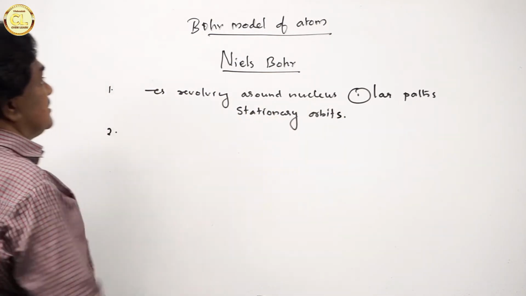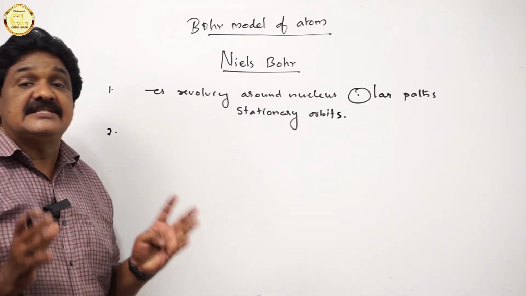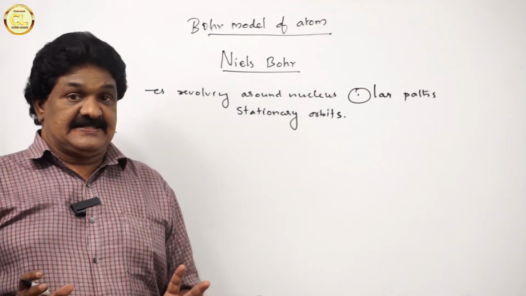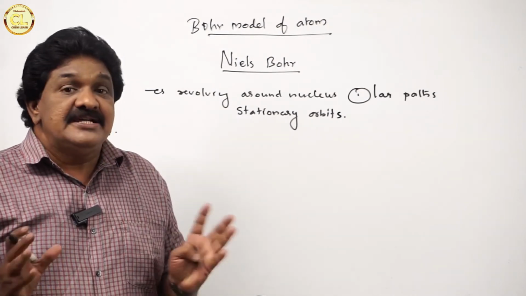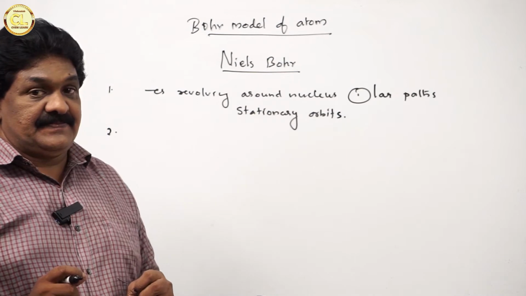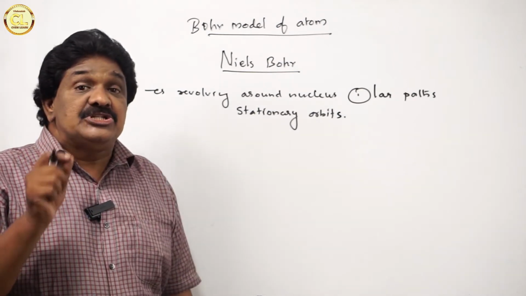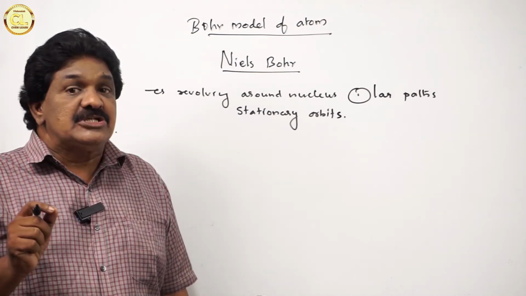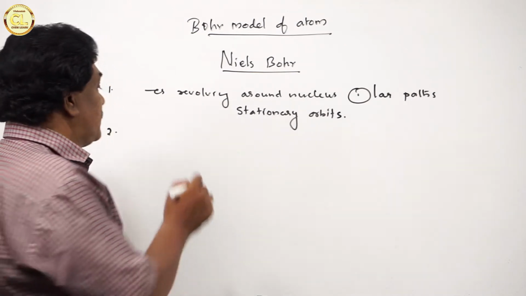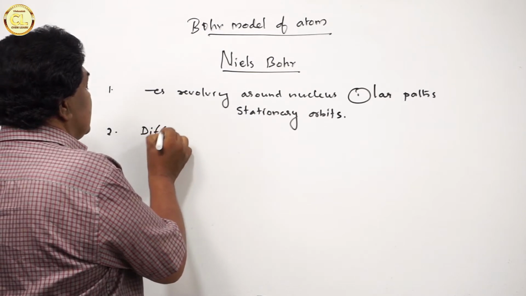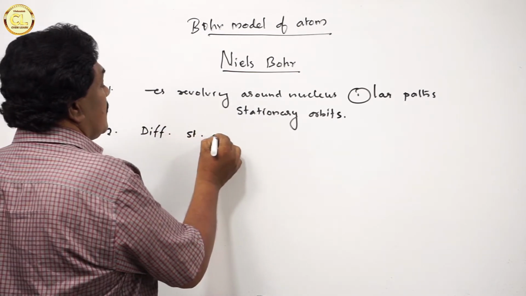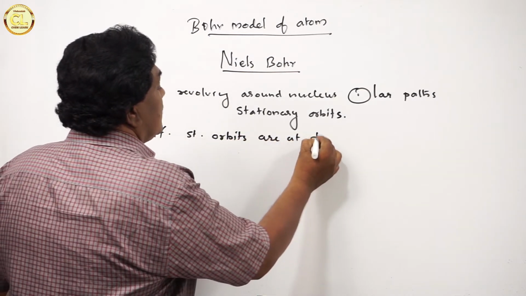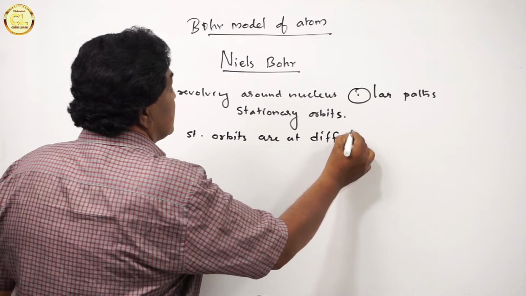The second postulate is this. Different stationary orbits are at different distances from the nucleus and they have different energies. Each stationary orbit has a fixed energy and a fixed radius. So, different stationary orbits are at different distances from the nucleus.